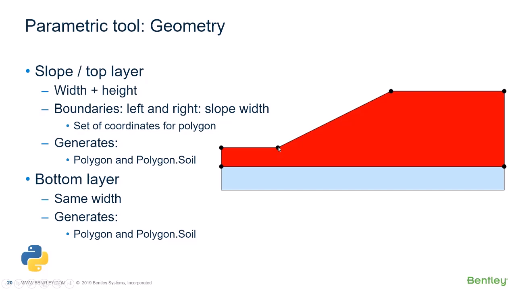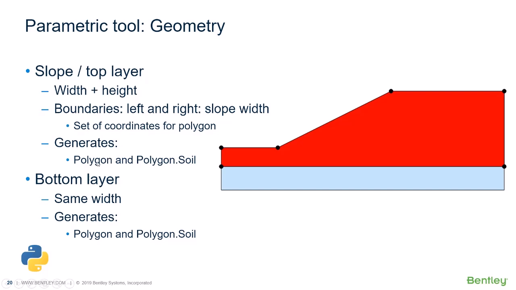Then we also have to specify the boundaries on the left and right hand side. In this case I will just assume that this side of the model will have the same width as the width of the slope, and also do it the same at the other side. So by that we'll ensure that any failure mechanism will fit in the model.